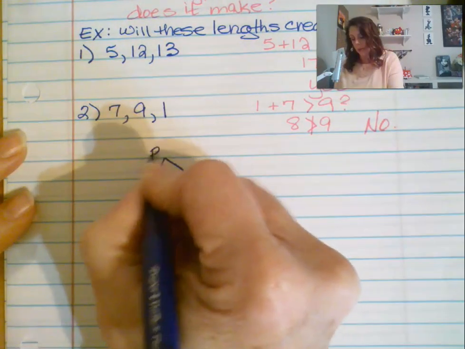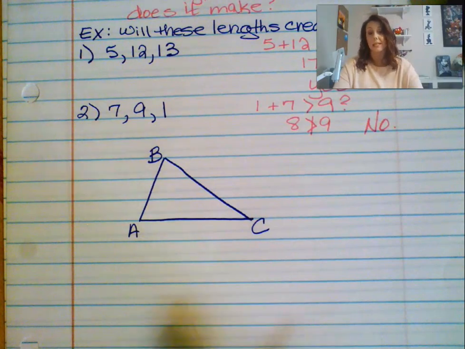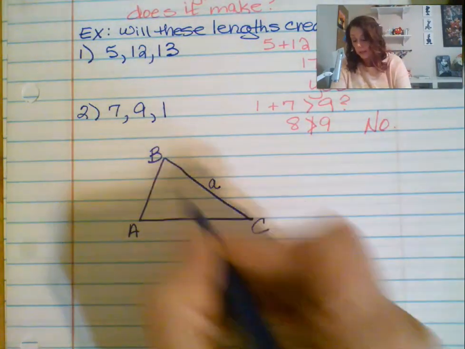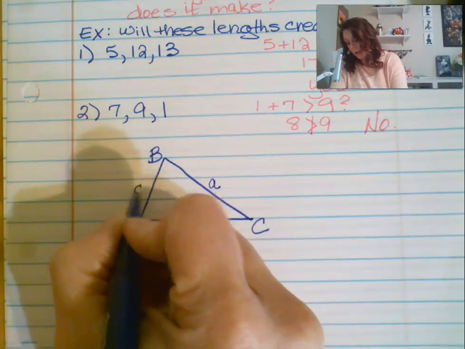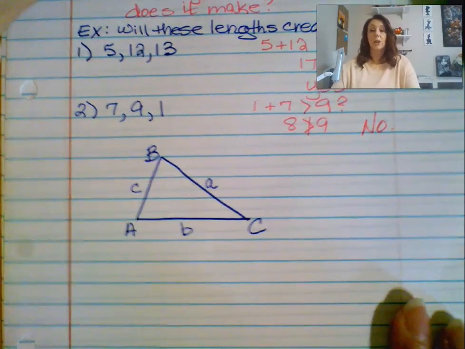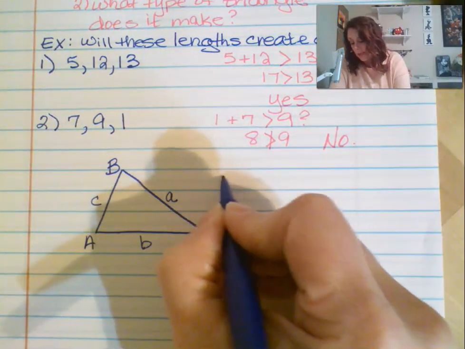A, B, C. Now, it is customary that the side opposite angle A is listed as a lowercase a, which would be here. The side opposite angle B would be a lowercase b, and the side opposite angle C would be a lowercase c. Now, there are three conditions, one of which could be true if it creates a triangle in the first place.